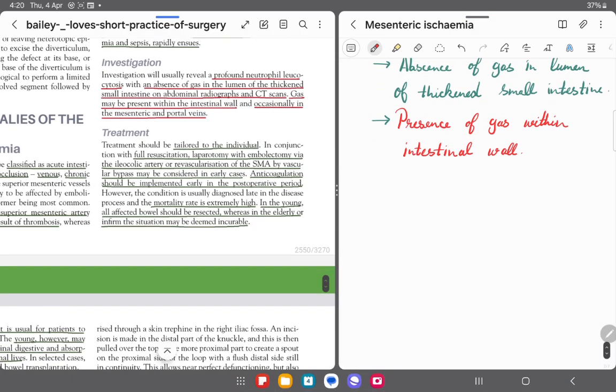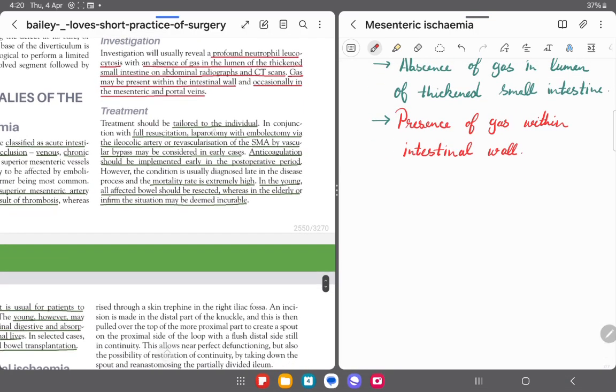And now the treatment. The treatment should be tailored to the individual in conjunction with full resuscitation. Laparotomy with embolectomy via the ileocolic artery, or revascularization of the SMA, superior mesenteric artery, by vascular bypass may be considered in early cases. Anticoagulation should be implemented early in the postoperative period. However, the condition is usually diagnosed late and the mortality rate is extremely high. In the young, all the affected bowel should be resected, whereas in the elderly or infirm, the situation may be deemed incurable.